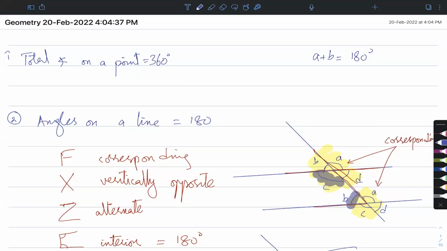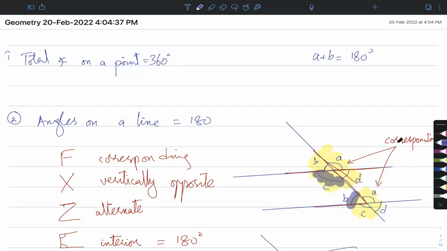That's actually quite interesting. Now, those degrees on any point are 360 degrees. But if you draw a straight line, then that angle would obviously be 180. Angles on a line are 180, we know that.